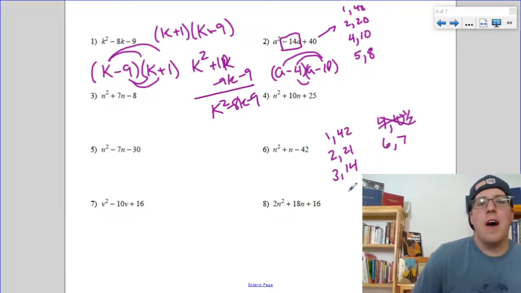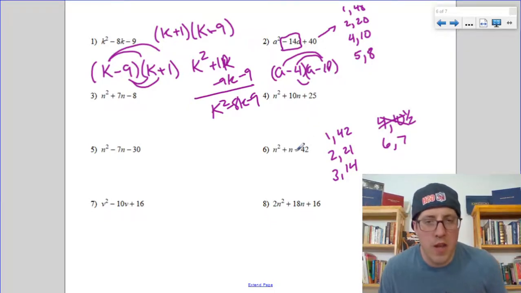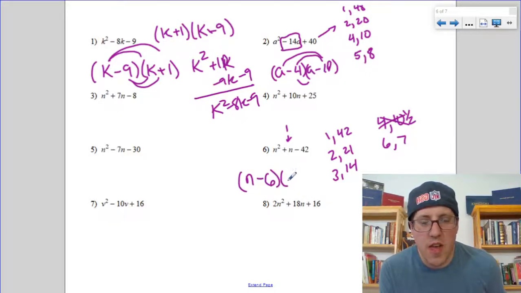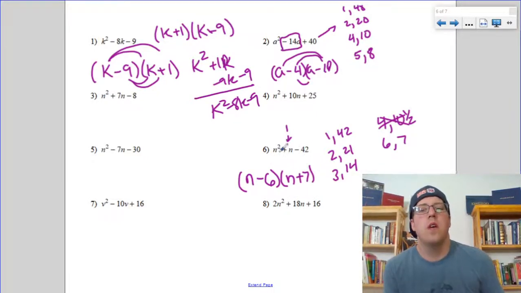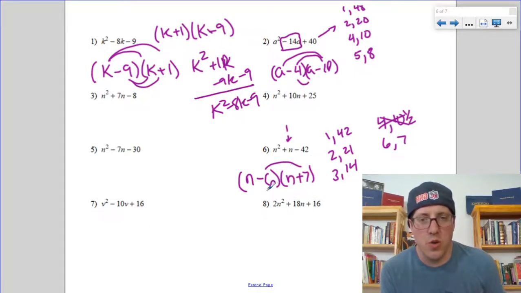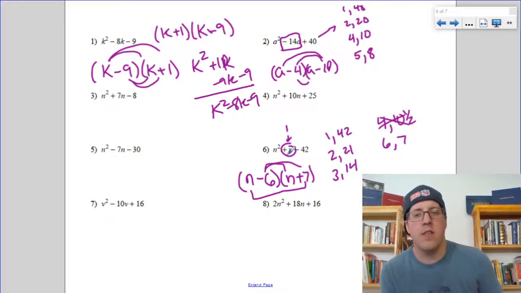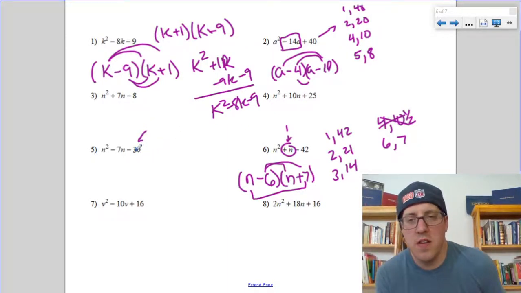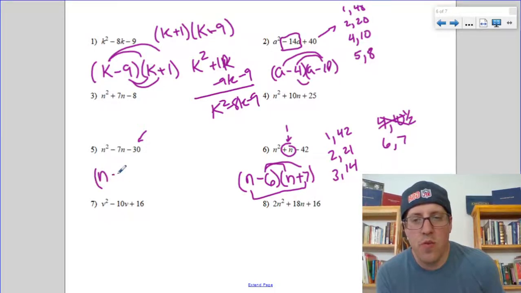Now, you're saying after that, those numbers multiply to make 42. Do any of them combine to make 1? So if you did n minus 6 times n plus 7, the lasts would multiply to make negative 42, and the outers and the inners would combine to make 1n. Okay, so when you look at the signs, when I look at this negative 30, I know one of them is going to be positive and one of them is going to be negative, because a positive times a negative multiplies to a negative.